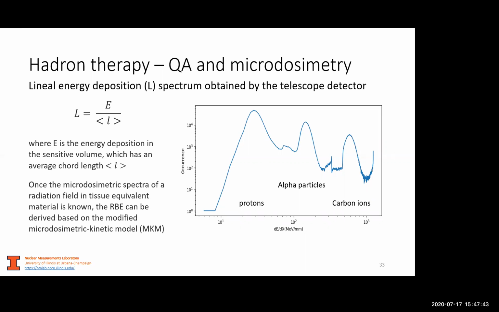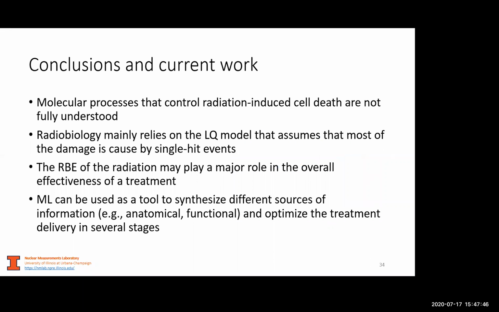So to conclude, there are molecular processes that control radiation-induced cell death that are not well understood. However, the linear quadratic model is a good approximation of the cell survival ratio during treatments. If we apply the model, we understand how the RBE plays a very important role in the effectiveness of the treatment. And therefore, treatments like charged particle treatments and proton therapy have the potential to achieve a better effectiveness in treating certain types of cancers.